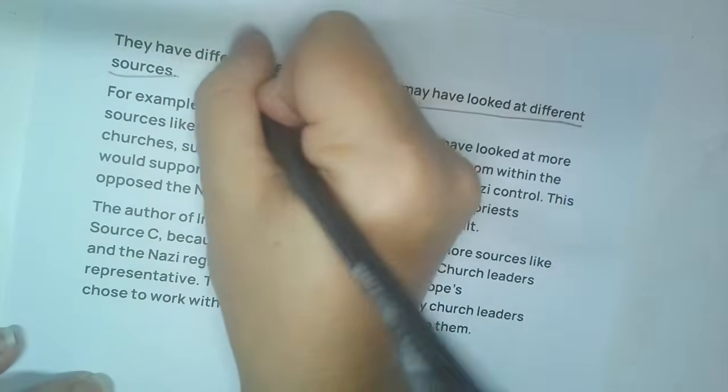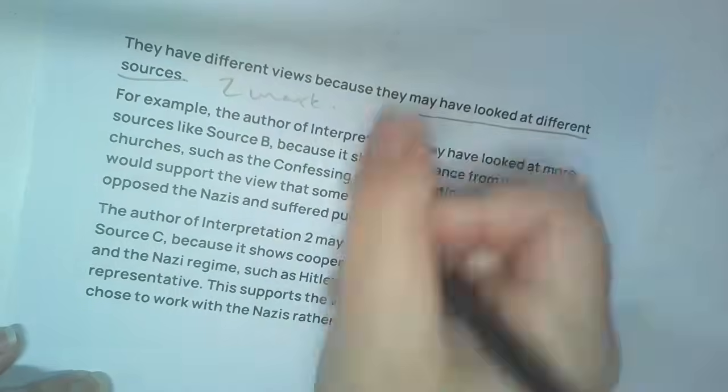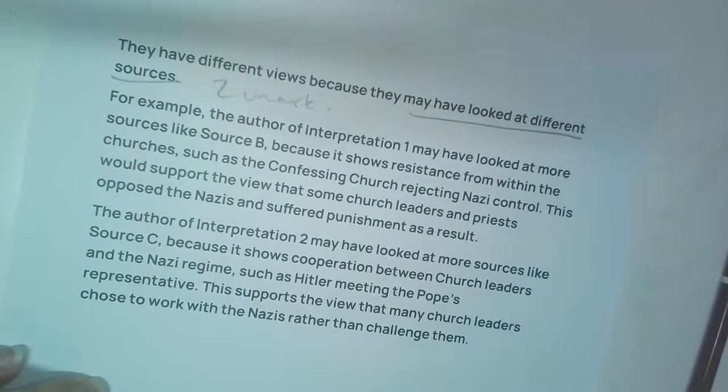And that is 2 marks. That is, your first sentence is 2 marks. If you write that sentence, you will get 2 marks. There you go. Boom. Easy peasy, lemon squeezy.